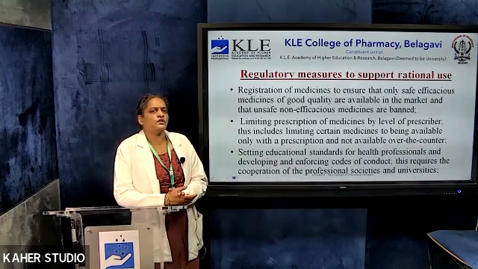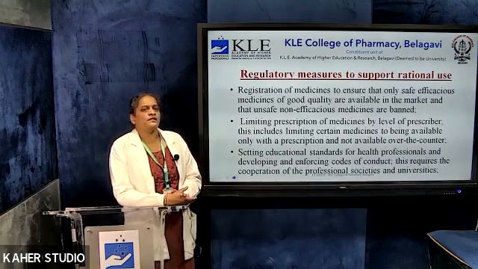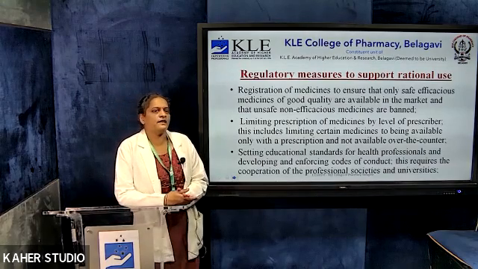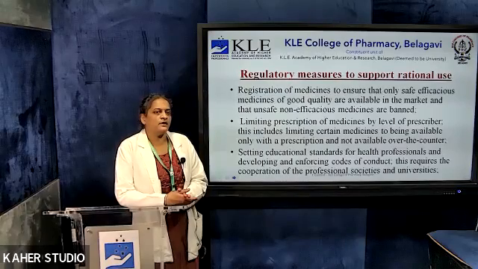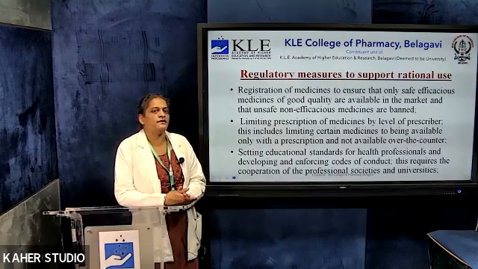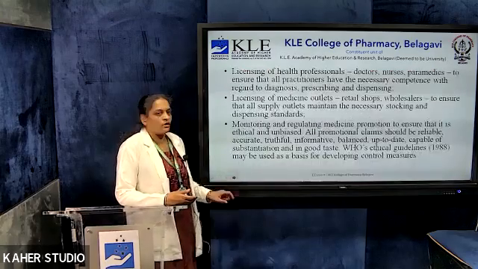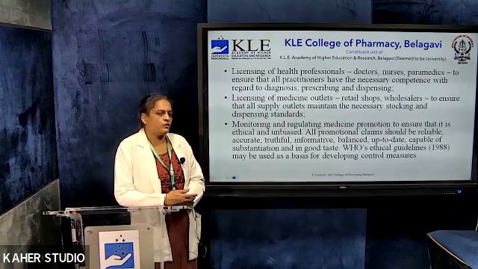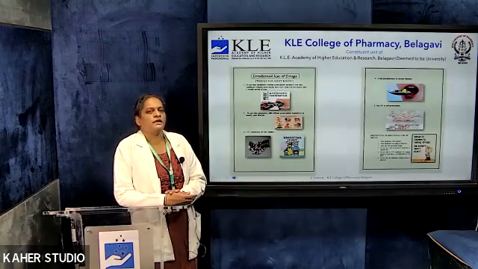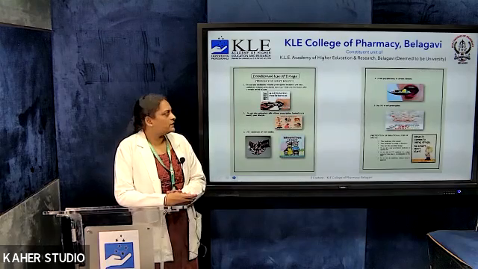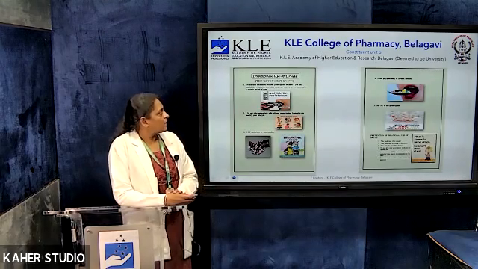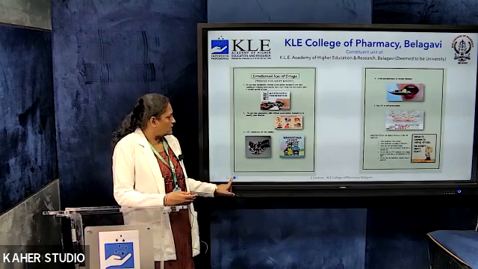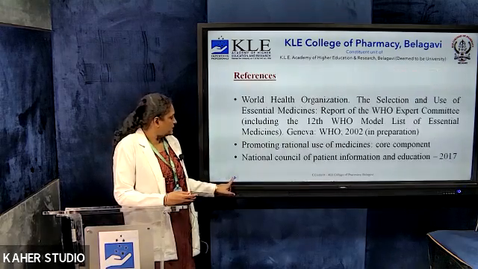Regulatory measures to support rational drug use include registration of medicines to ensure that only safe, efficacious medicines of good quality are available, limiting the prescribing of certain medicines, and cooperation, which is very important for health care, and licensing of health professionals. All are involved for better patient care, and we should monitor the particular drug after giving the treatment. These are some of the leaflets showing how medicines should be taken and how OTC drugs are not safe.